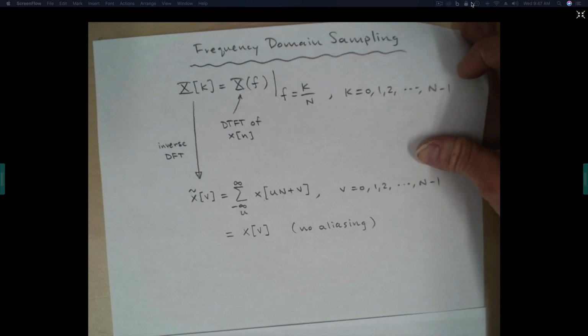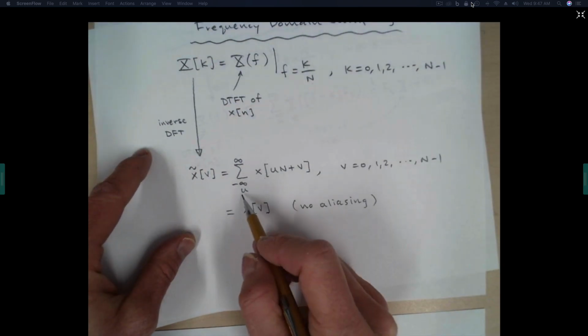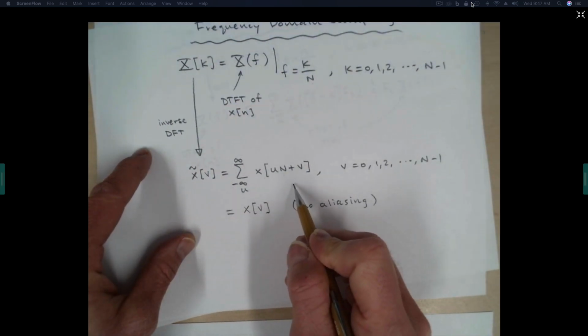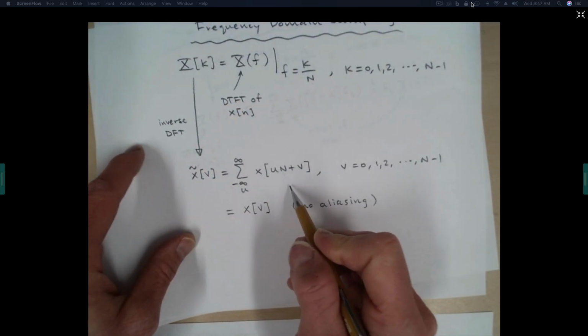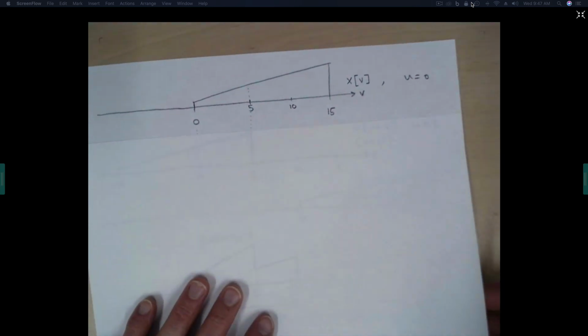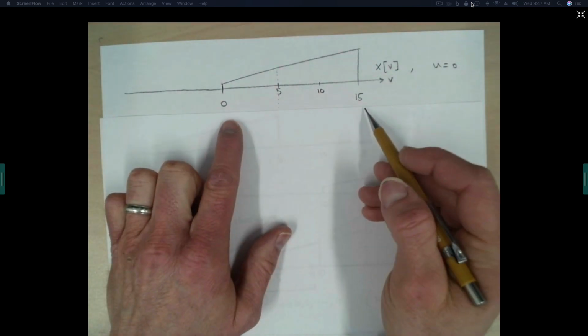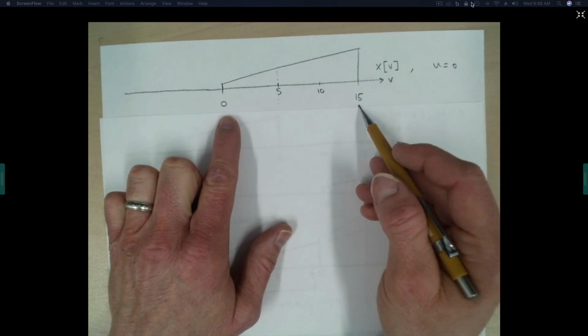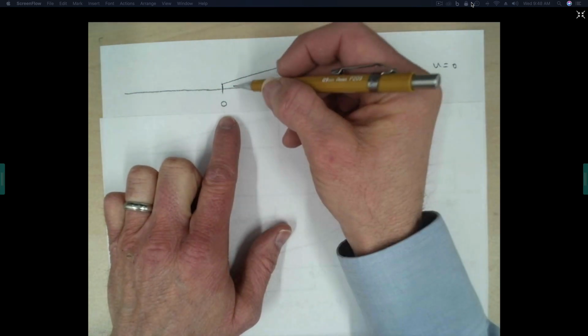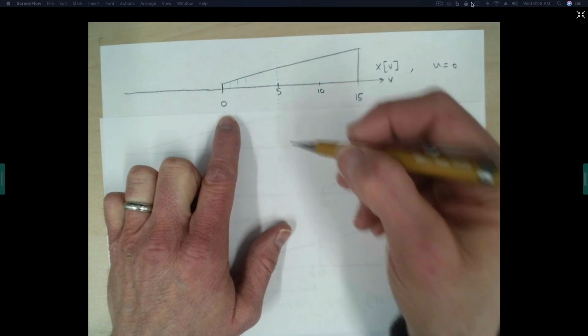Let's take a look at some pictures that illustrate what's going on here. So again, what I'm going to show you are pictures of the replicated sequence, the aliased sequence, if there is aliasing. So first let's look at a case where there is aliasing. Let's suppose I start with a sequence that is length 16. And so here I've just drawn a picture of that. Remember, this is a sampled sequence.